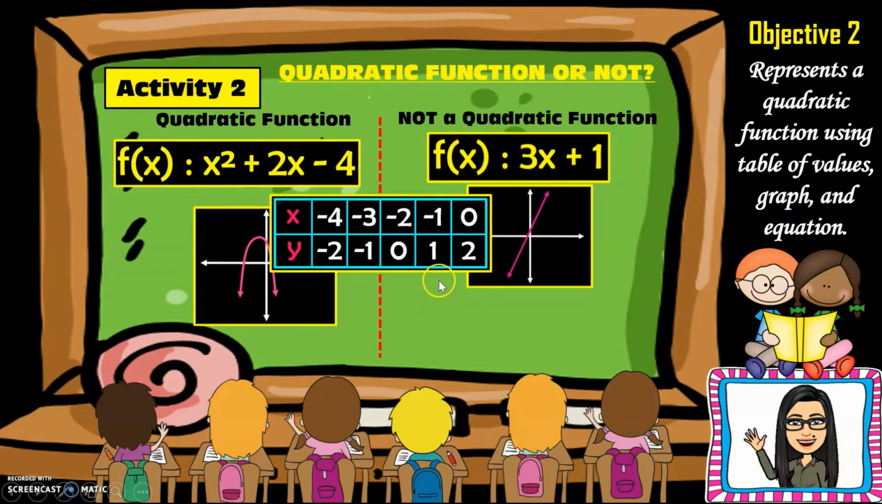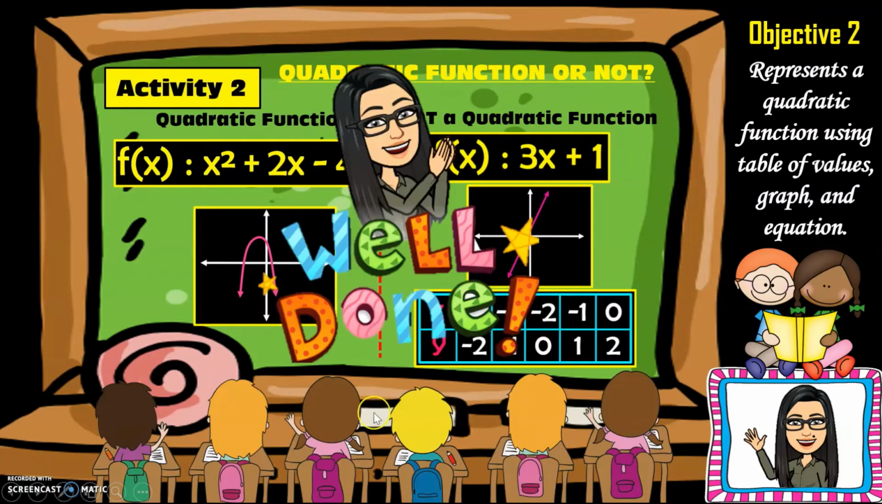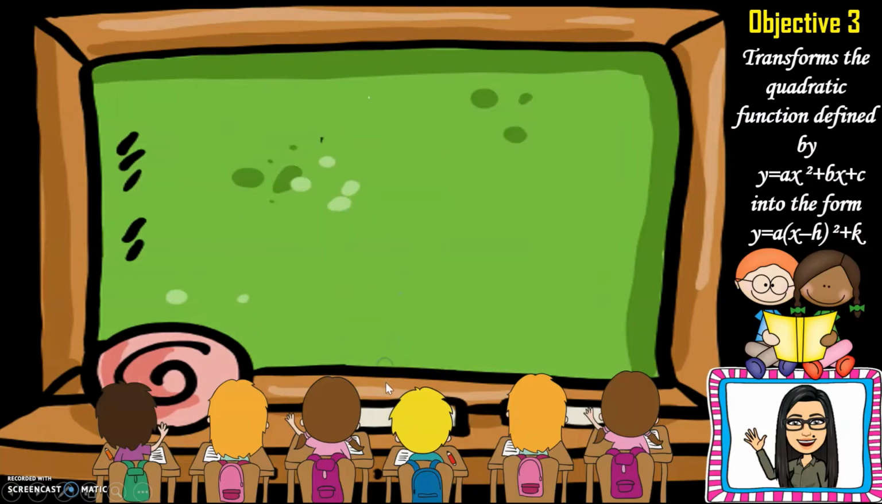No, it is not a quadratic function since the equal differences are produced in our first attempt. So therefore, this is not a quadratic function. So there, did you enjoy the activity? Well done! Since you already know how to identify if the given function is quadratic, let's now proceed with transforming it into a vertex form.